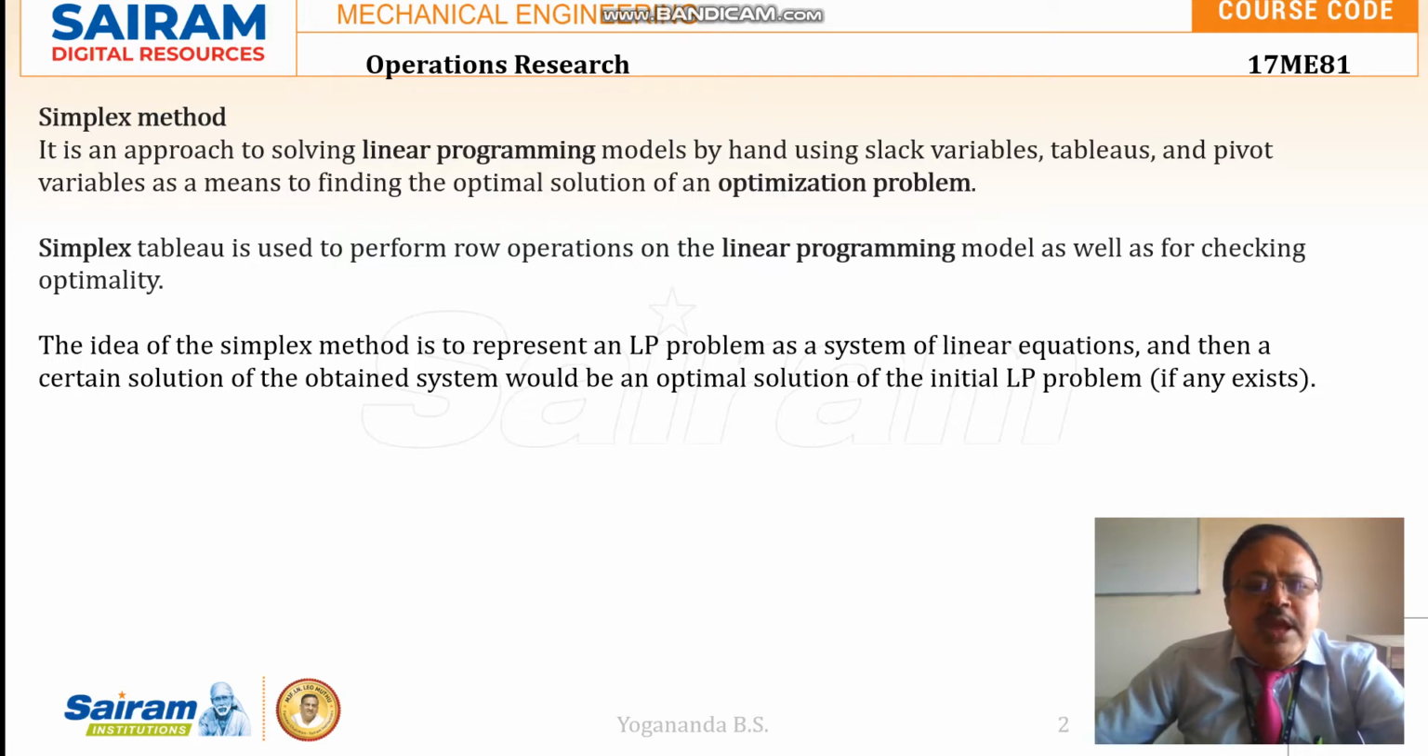The simplex tableau will be used to perform some row operations that we are going to cover when doing numericals in the linear programming model, and to check the optimality, whether the obtained solution is optimal or not. So the idea of the simplex method is to represent a linear programming problem as a system of linear equations and to obtain a certain solution as the optimal solution.